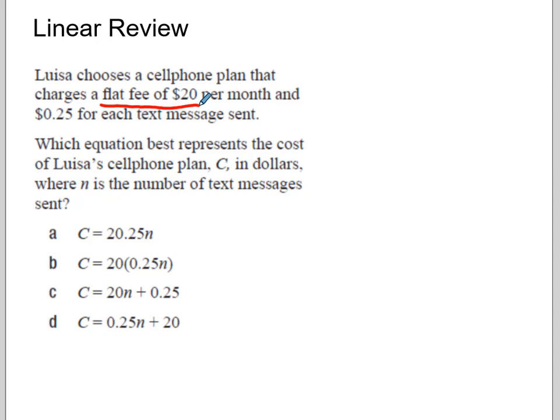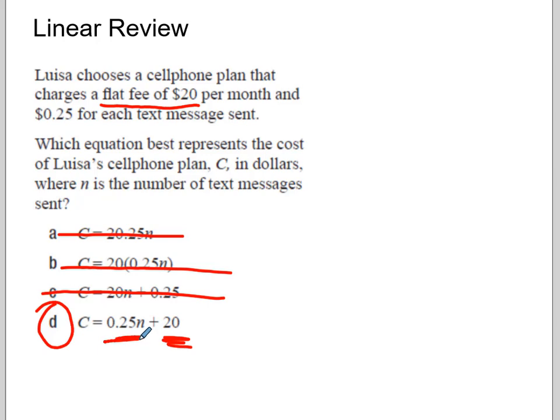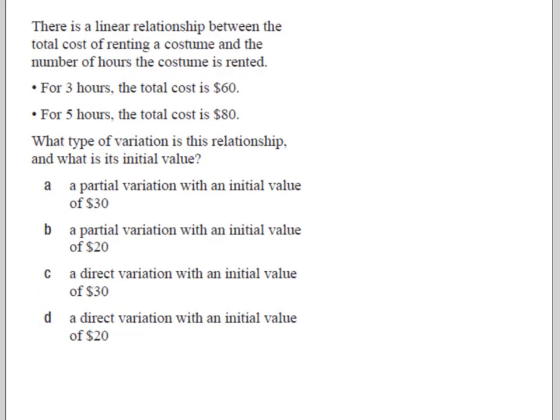So something with a flat fee, we've looked at, it's going to be a partial variation. So we need to have adding of $20 somewhere in there. And then we have to keep track of the 25 cents for each text message. So the first two can go because they have no adding. C has adding, but it's adding 25 cents and not adding $20. So C is out, so the answer is D. There's the flat fee, there's the 25 cents per text message. Okay, next one.